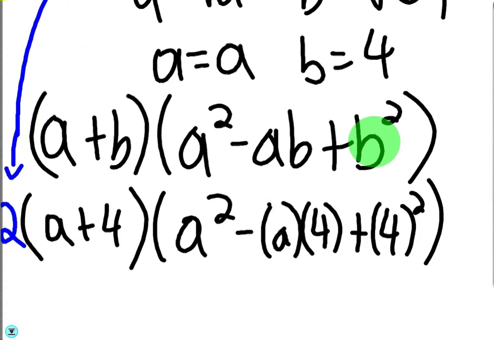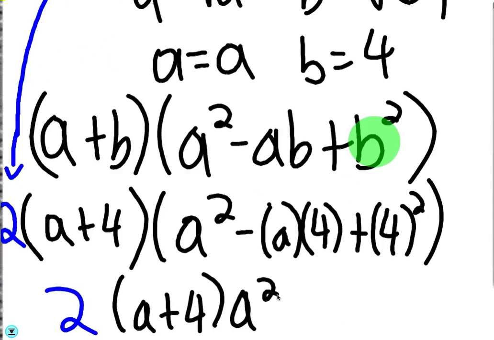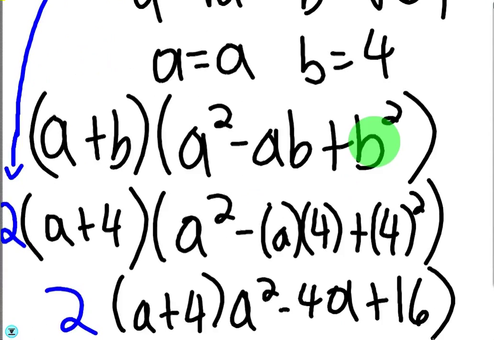Okay, final answer. Still have that 2 out front times a plus 4 times a squared minus, I want to put the constant first, 4a plus 16. And I forgot my parenthesis there. So there you have it.